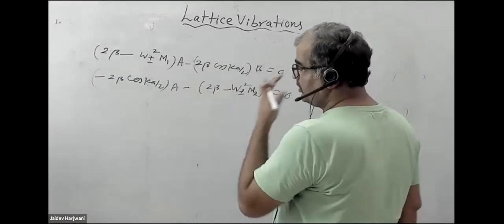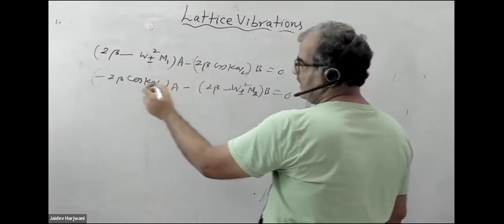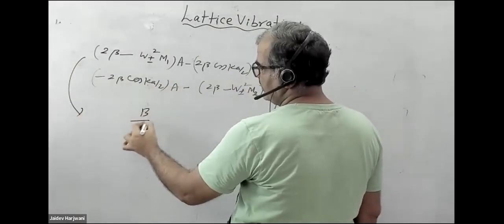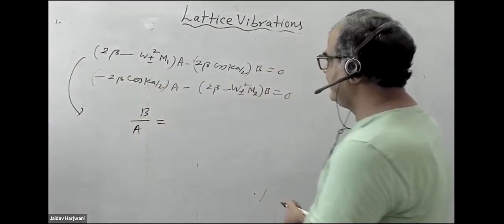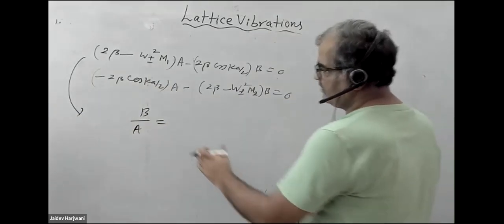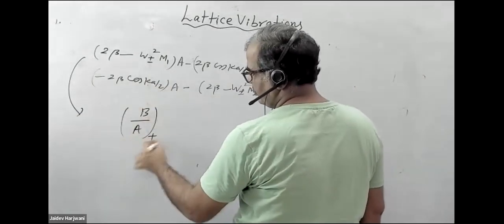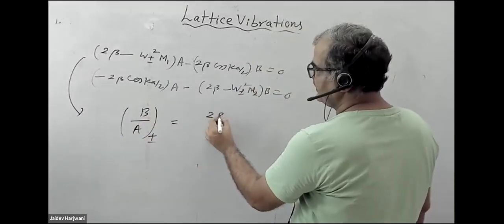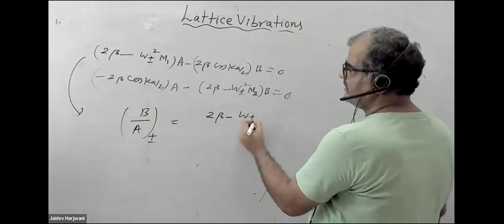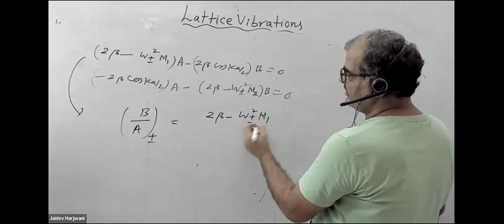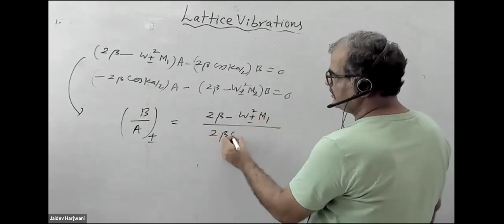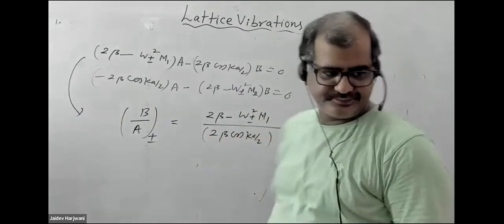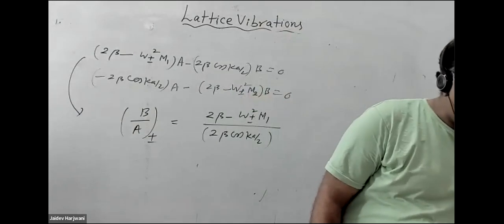Now let me take this equation and calculate the amplitude ratio b by a, for both optical and acoustic. So what will b by a come to? b by a will come to (2 beta minus omega plus/minus square m1) upon 2 beta cos(ka/2). Correct?